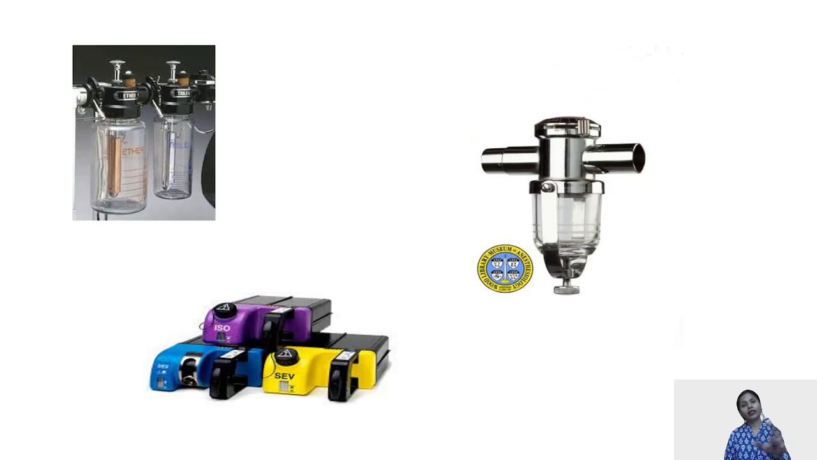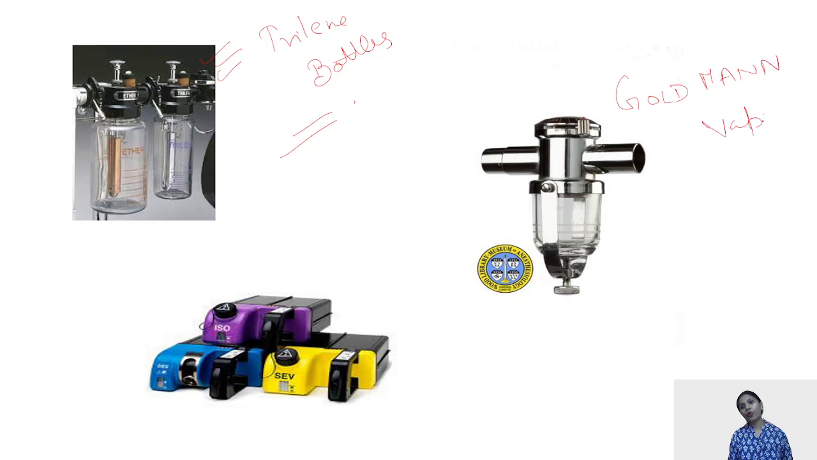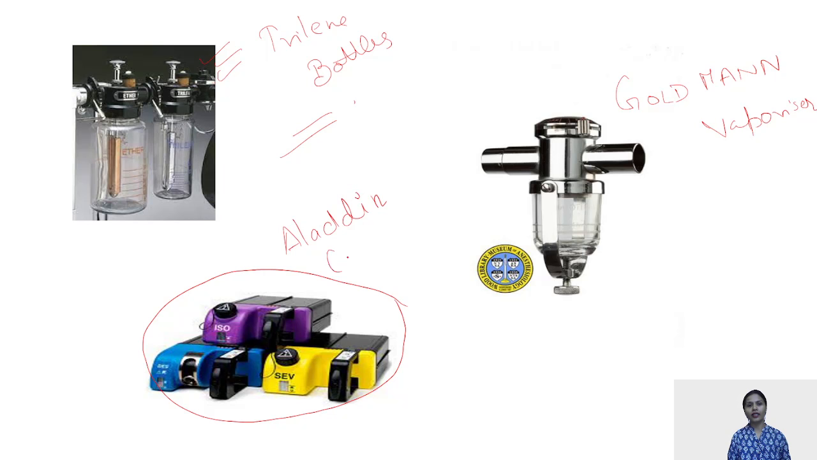Now, these images are very, very important. These are the old vaporizers that we were using. This is the old one, your Trilene bottles. You had such bottles of Trilene, which is one of the inhalational agents. This is your Goldman vaporizer. And the most latest ones are these. I already showed you those vaporizers. Those are Tec vaporizers. And the most latest ones are these Aladin cassettes.